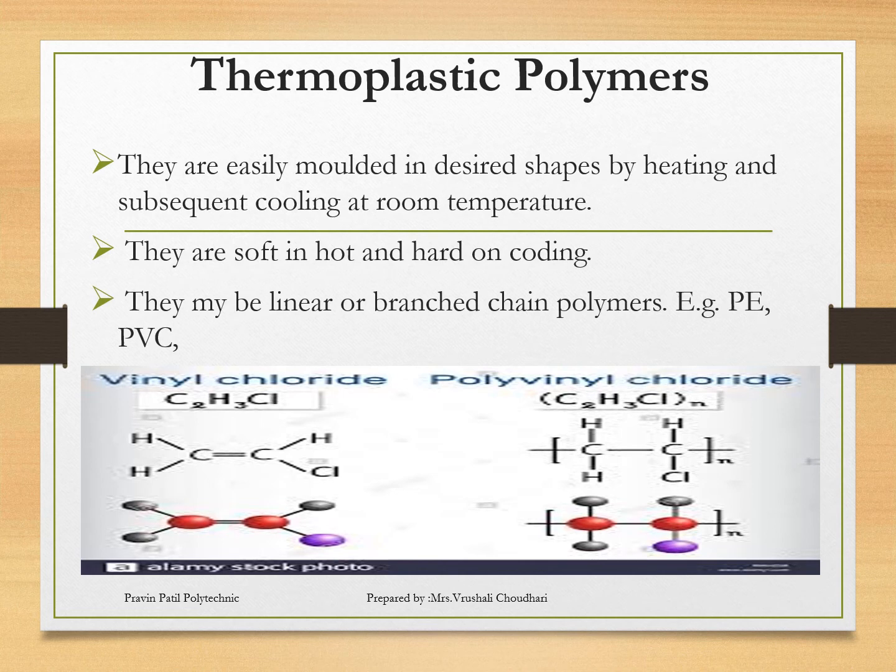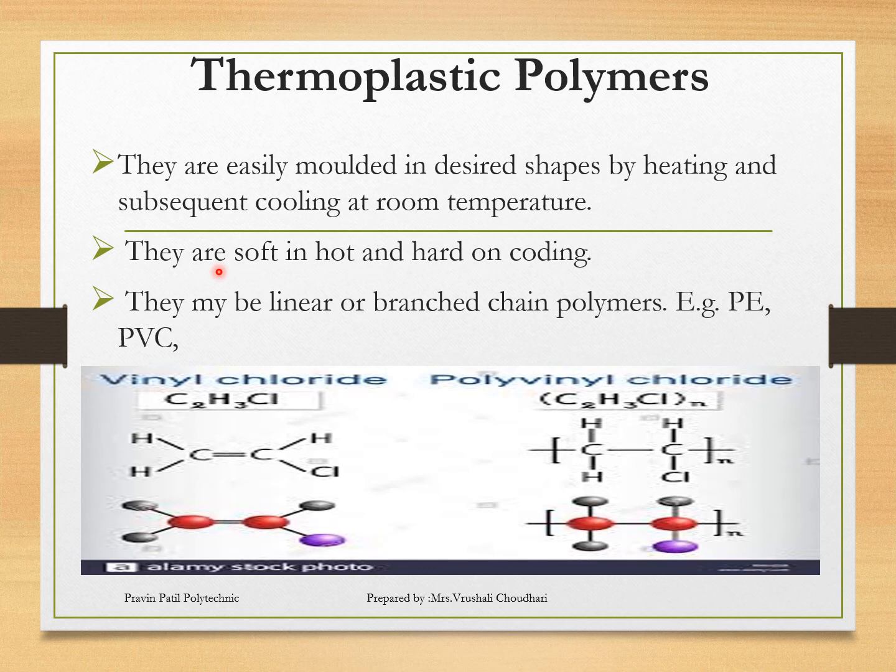Again, polymers are divided into thermoplastic polymers and thermosetting polymers. Thermoplastic polymers are easily molded into desired shapes by heating and subsequent cooling at room temperature. They become soft when we heat them and hard on cooling. That is called a thermoplastic polymer. When we heat the plastic, it becomes soft and can be converted into different shapes. That is called a thermoplastic.